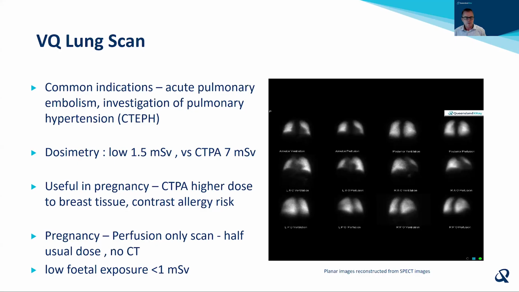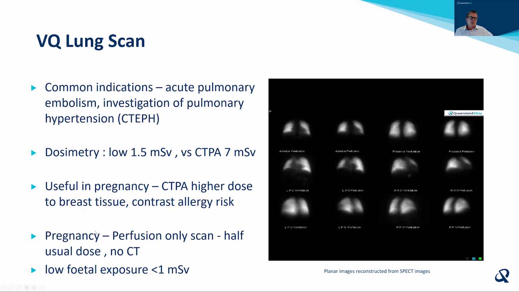So VQ scans. VQ scans were obviously originally the only way to diagnose pulmonary embolism. A lot of that's been taken over by CTPA, but there are a few specific cases where VQ scan is quite useful. One of them would be pregnancy, because the CTPA gives a high dose to breast tissue, and there's a risk of contrast allergy, which is increased in pregnant women.